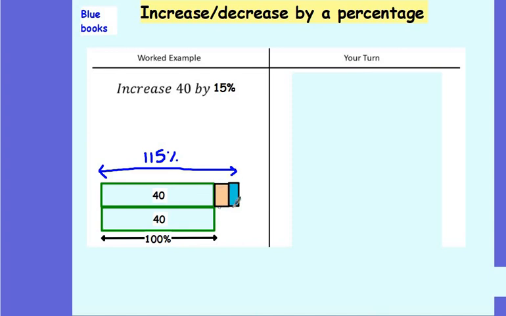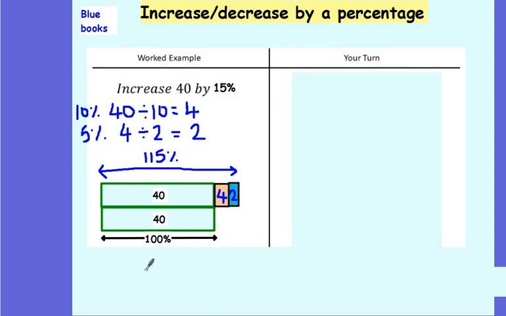But how much is the 10% and the 5% going to be worth? To work out 10%, we did 40 divided by 10, which gave us 4. To work out 5%, I can just divide that by 2, which gives me 2. So my 10% was worth 4, my 5% was worth 2. Altogether I've got 40, 4, 2, 46.